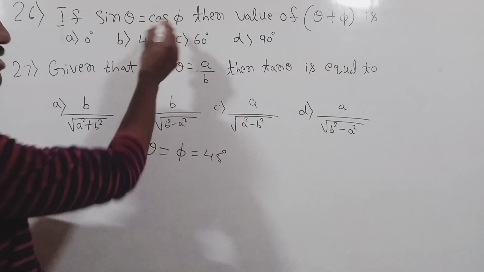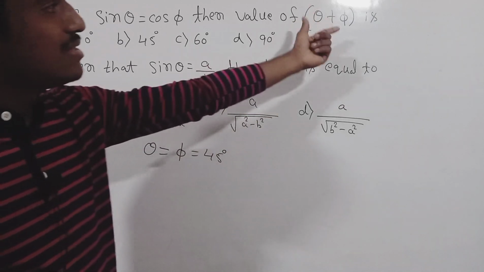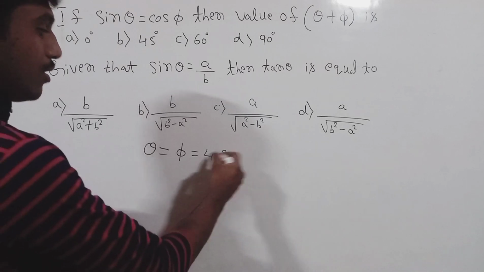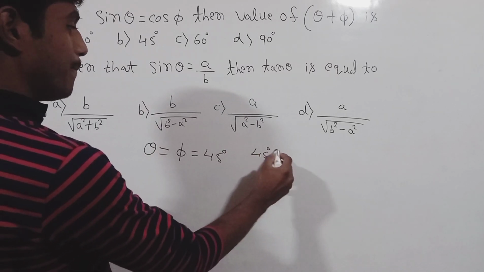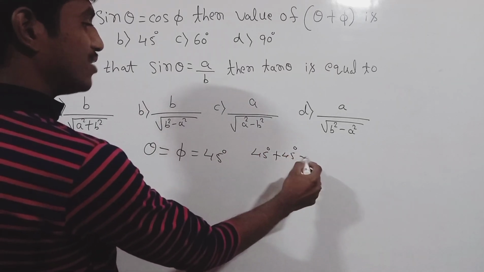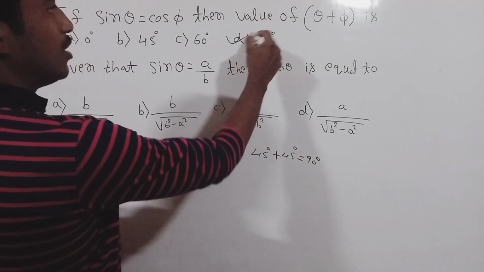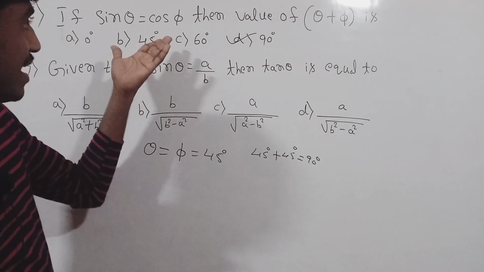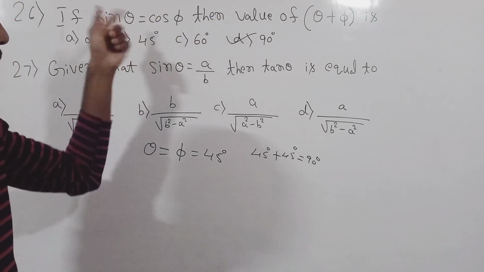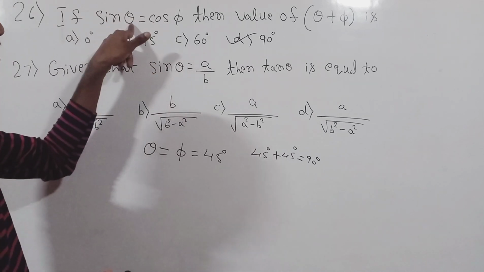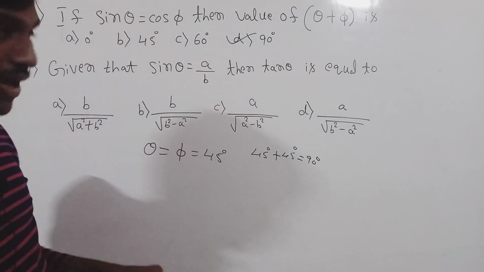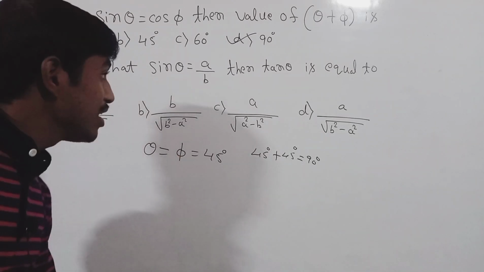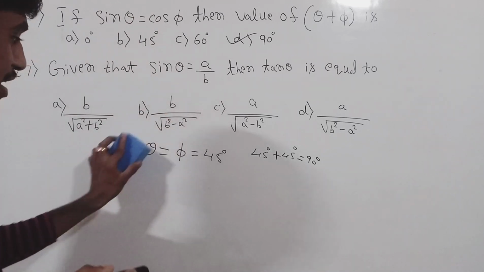That means sine 45 equals cos 45. So here they have asked what is the value of theta plus phi. That means theta is 45, phi is also 45. So 45 degree plus 45 degree, answer is 90 degree. So the answer is option D, which is 90 degree. So when you get a question like this, always remember that many problems we have seen that they will give sin theta equals cos phi or sin theta equals cos theta, then you have to find the value of say A like that. So when you get a question like that, the answer is theta is 45 degree.